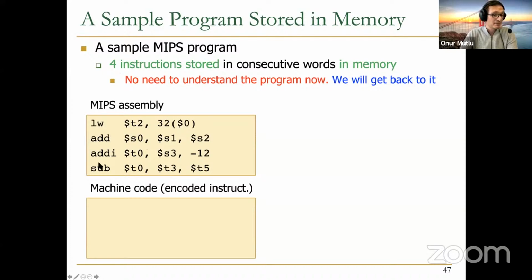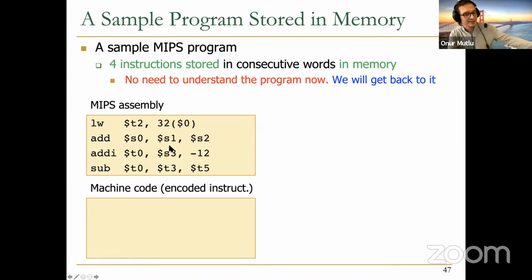This is the MIPS assembly you will see when you actually do your labs. There are 4 instructions stored in consecutive words in memory. Each of them is actually one word. It's not clear from the assembly, because assembly is a higher level abstraction than the machine code, as we will see. And you can see there are 4 instructions here: load word, add immediate, sub.